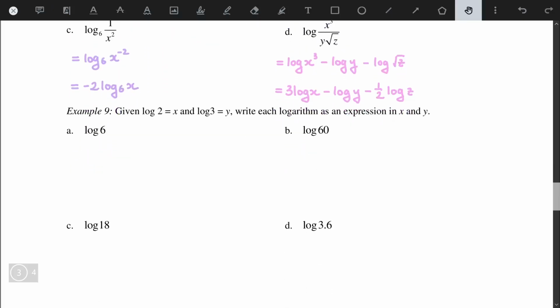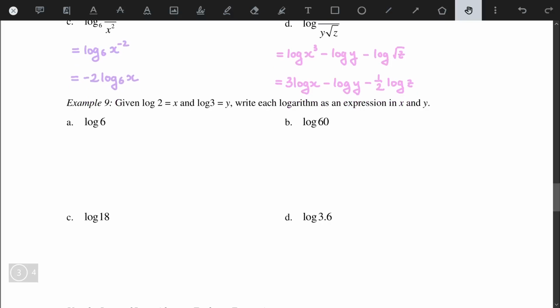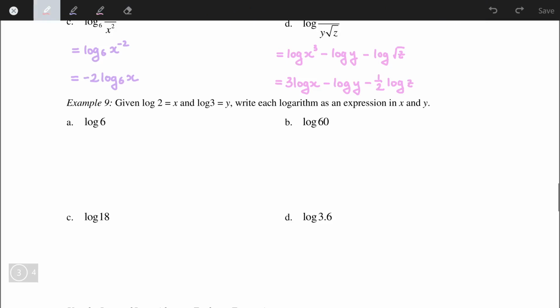Next example. Here we are given that log 2 is equal to x, log 3 is equal to y, and we're going to rewrite each logarithm in terms of x and y. Okay, it's better to just go over an example and see how this works.